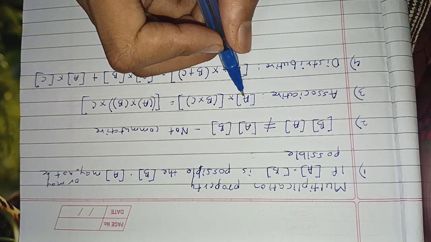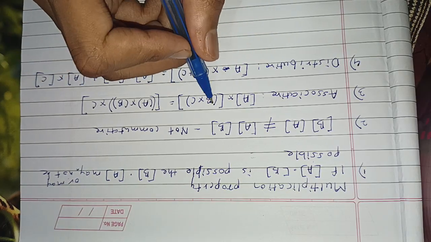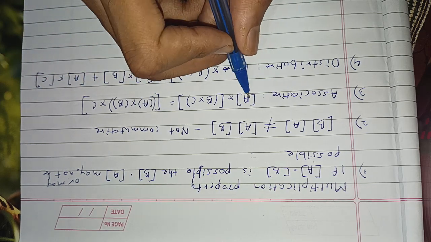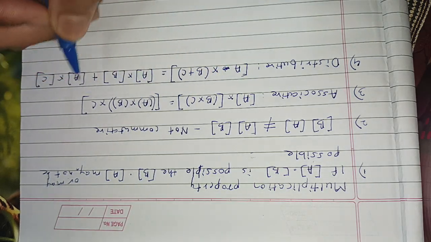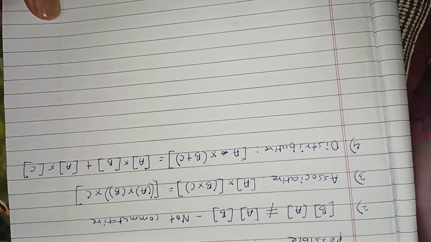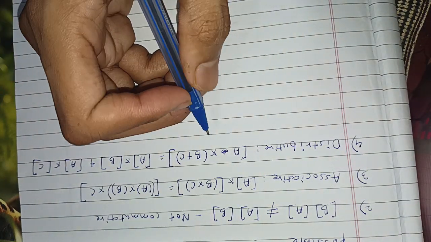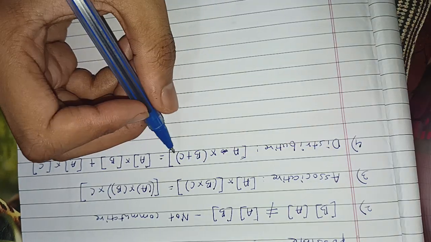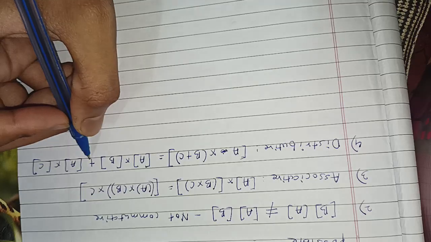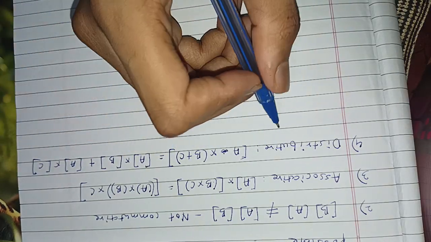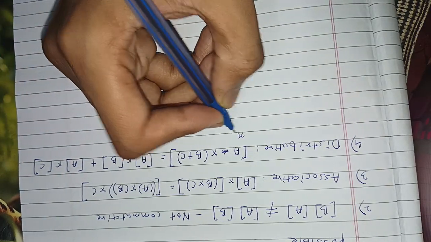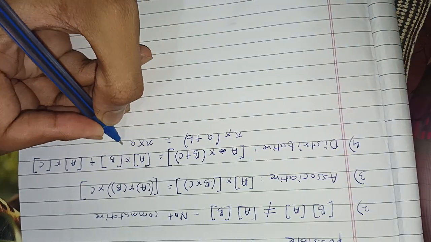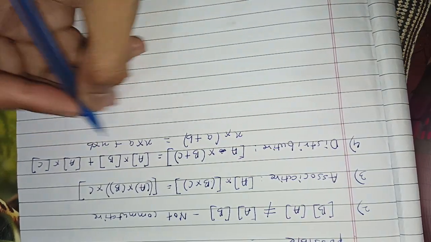Associative: a matrix A into B into C, this we have taken, it will be equal to A into B, in brackets, into C. This is associative. Distributive: A into (B plus C) is equal to matrix A into matrix B plus matrix A into matrix C. This is distributive. It is like saying x into (A plus B) is equal to x into A plus x into B. This you will know.